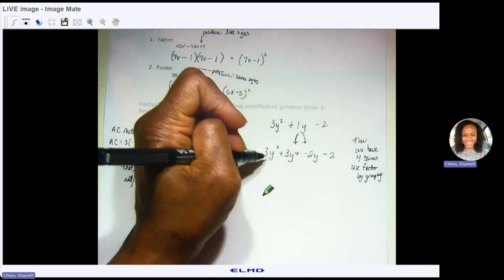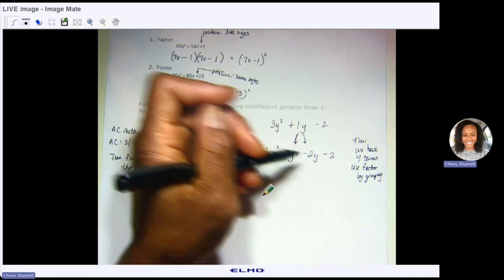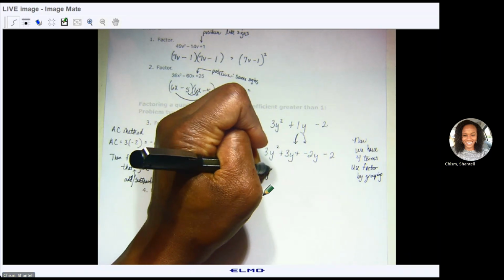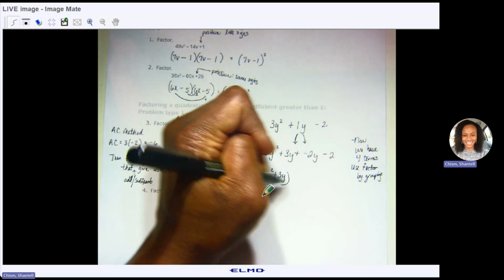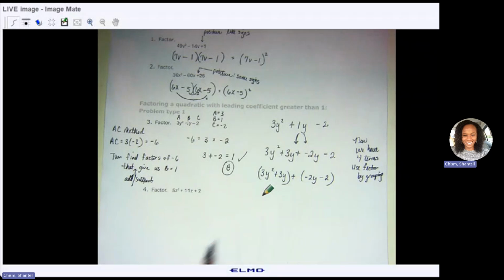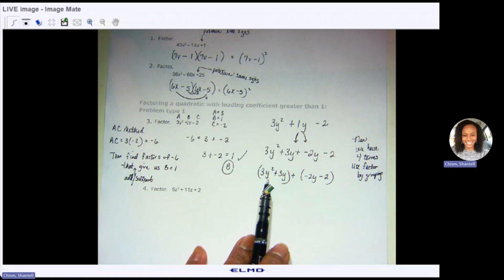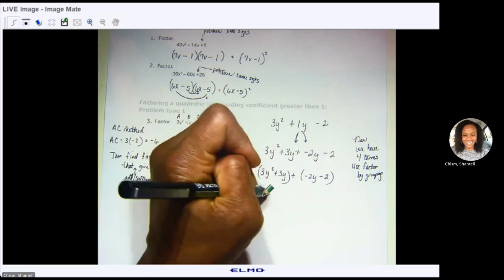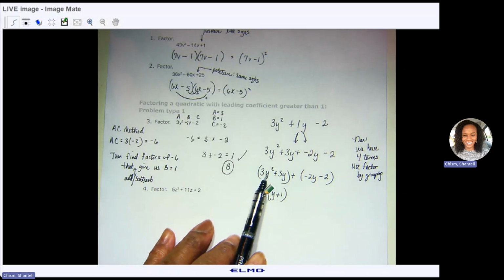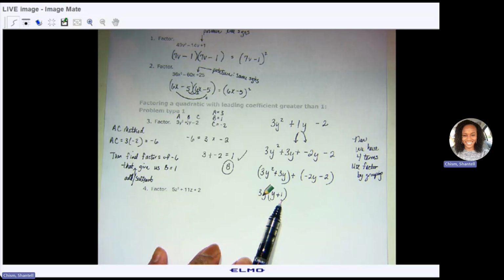So now that we have 4 terms, factor by grouping says that we break or we separate these 4 into 2 groups. The first group plus the second group, and you take that negative sign with that 2, which is why I put a plus in between. So now I look for a GCF that comes out of this pair, which would be 3y. And that leaves me with y plus 1. When I factor out 3y from 3y squared, I'm left with a y. When I factor out 3y from 3y, I'm left with a 1.